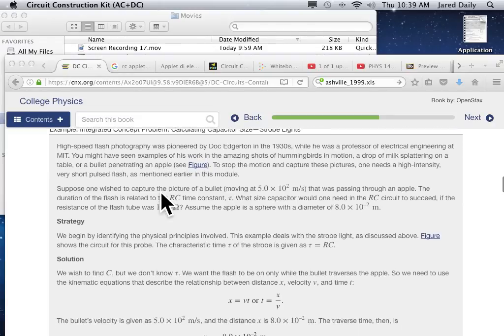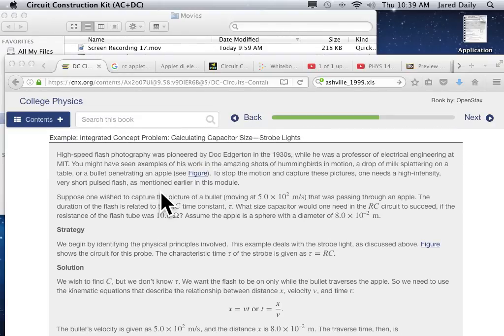So let's take a look at this example right here really quick. One thing that you can do with a resistor capacitor circuit is design something that flashes, because you can charge up the capacitor, and then when the capacitor is charged, you can flip a switch to another circuit and use that charge to make something flash, like strobe lights or return signals or something else like that. And so in this case, we have somebody who's trying to use a strobe light to make a picture of something that's moving at 5 times 10 to the 2 meters per second.